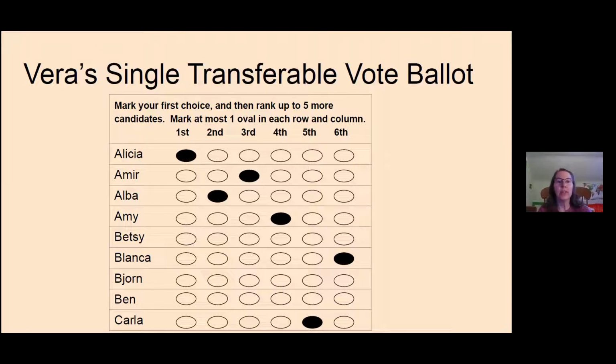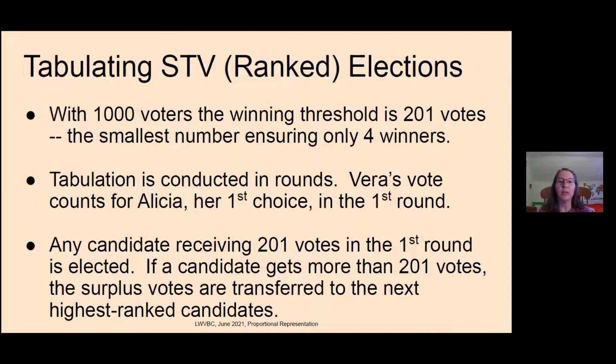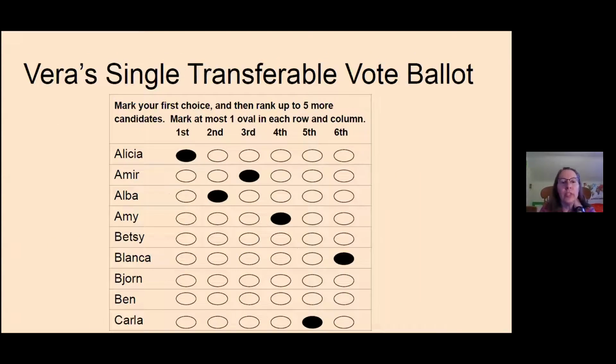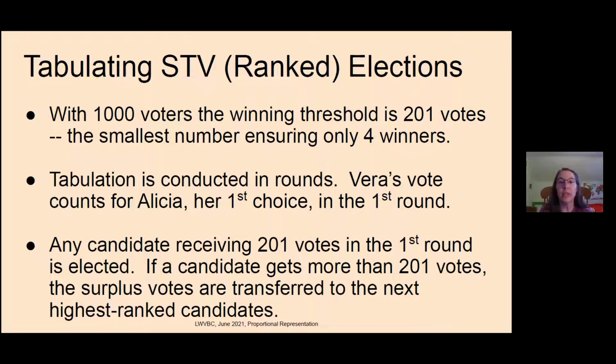And let's talk about the tabulation. Once again, we have 1,000 voters. In order to win, you need 201 votes. Looking back at this ballot, only the first choice votes are counted in the first round. So you can ignore 2nd through 6th choices right now. Right now, Vera's vote goes to Alicia. If Alicia gets 201 votes, she wins. Why 201? Well, there are 1,000 voters and 4 winners. If it were 200 votes, then we could have 5 winners, because 200 times 5 is 1,000. So 201 is the smallest number that ensures only 4 winners.